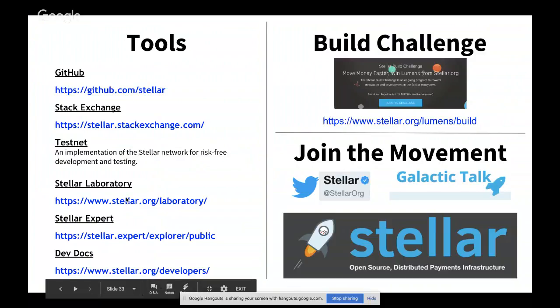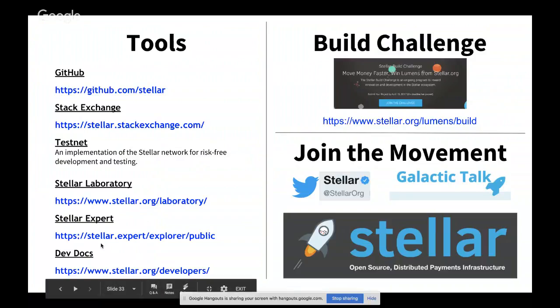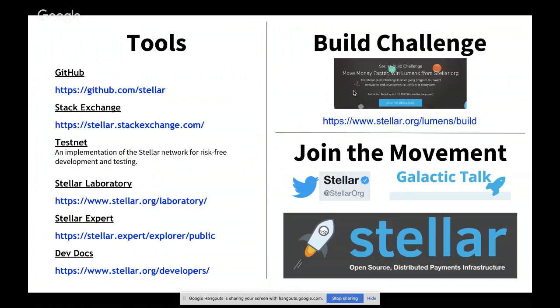And then we have Stellar Laboratory, which is a really nice UI or interface to the Horizon endpoints. Stellar Expert is personally my favorite Stellar block explorer. A lot of the topics I covered here were pretty high level, so I totally recommend checking out our developer docs, which have guides on how every part of the network works. And if you get through all of that and you really want to build something, I recommend you check out our Stellar Build Challenge, and I've included a link here.